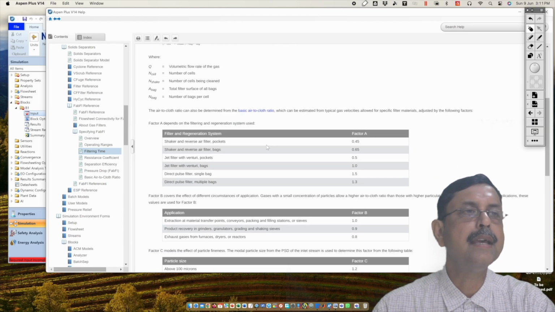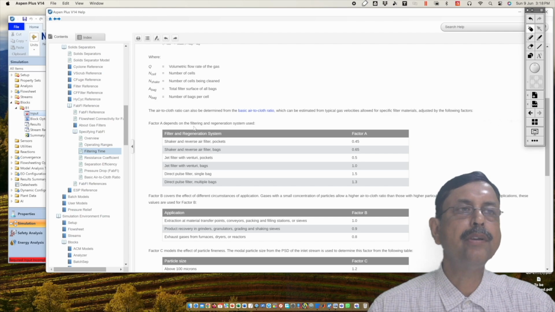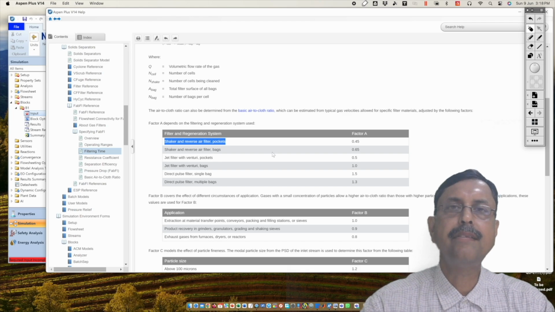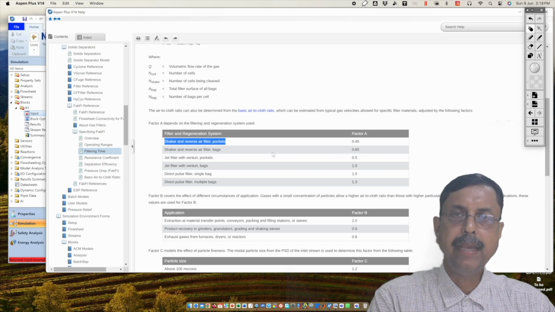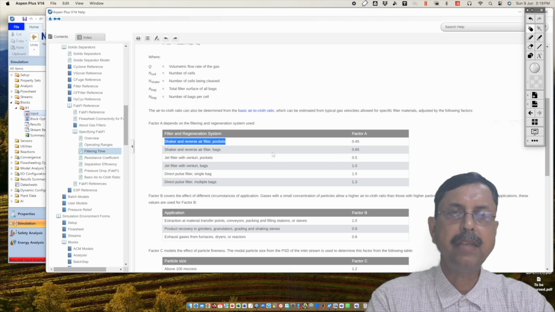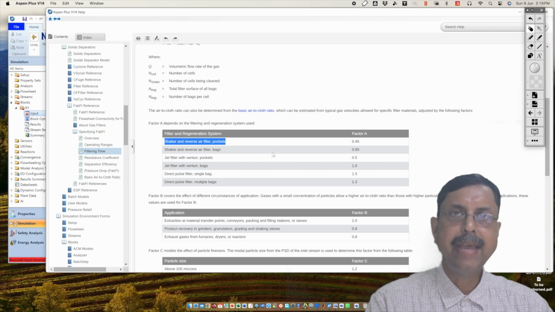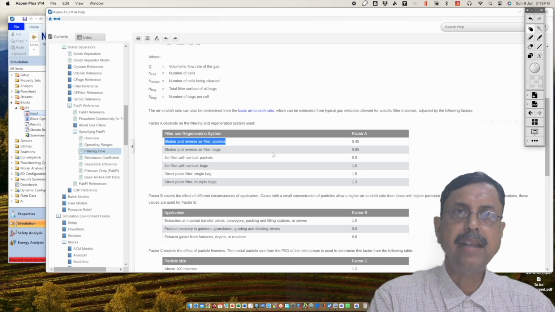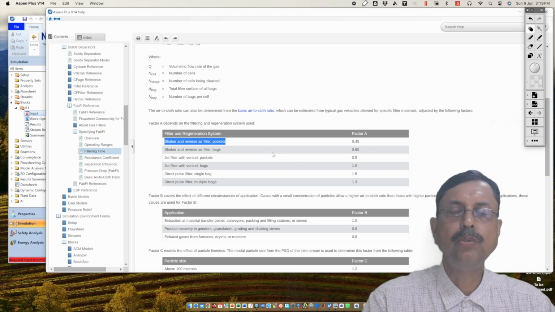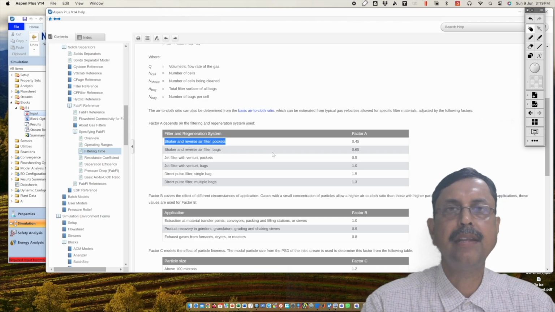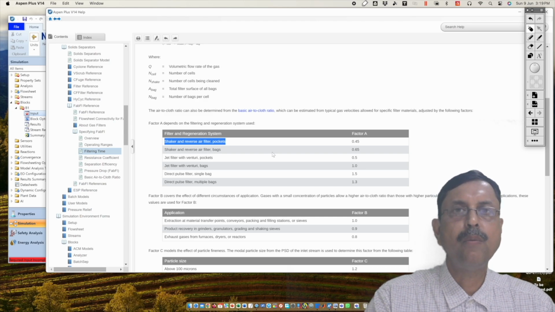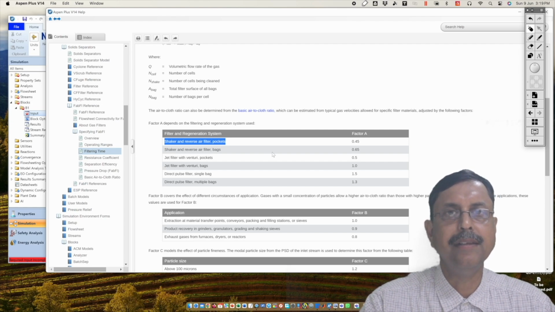They are found over here. So the factor A depends on the filtering and regeneration system. For instance, if the filter is a shaker and reverse air filter pockets, the shaker means there is a shaker mechanism whereby the bag or the arrangement which holds the bag shakes. As a result, the dust particles attached to that fabric fall down due to the shaking and they are arrested in the dust collector. So that is one way of cleaning the fabric material.